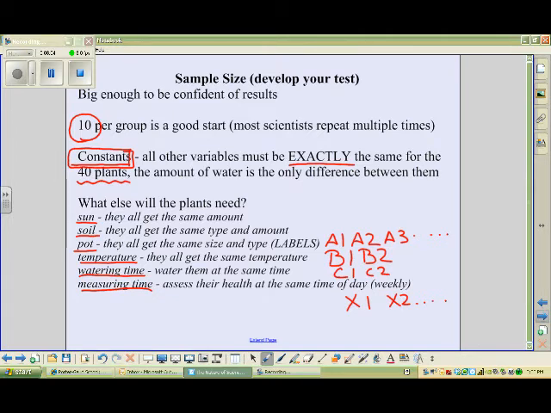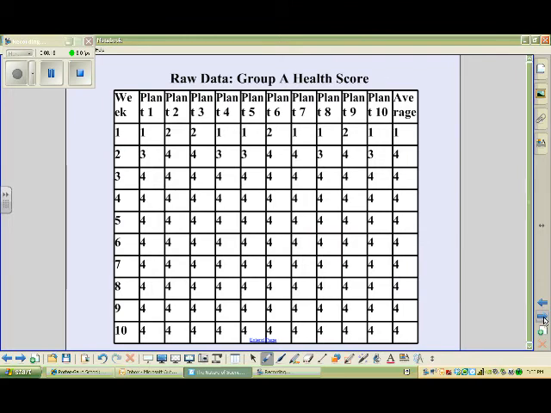Same thing for doing our health assessment. We want to measure them at the same time of day. We're going to do this at the end of each week. You don't need to do this sort of thing daily. You can do it weekly. So at the end of each week, we would look at all 40 of them, and we would assess all 40 of them at the exact same time. So here's some sample data.